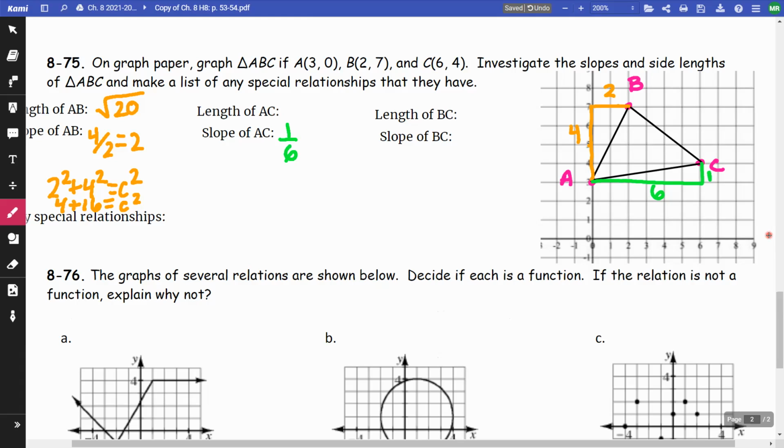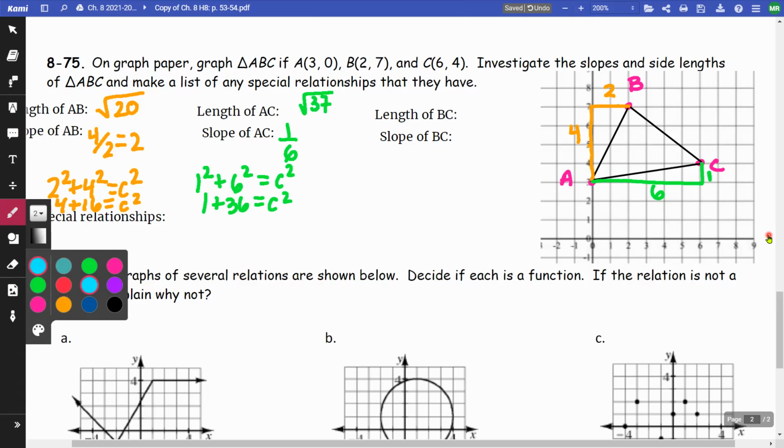Then to find the length, I'm going to go 1 squared plus 6 squared equals c squared. So I get 1 plus 36. So that's going to be a 37. So I'm going to take the square root of 37. So far the two lengths are different and the two slopes are different. And the slopes are not negative reciprocals either, because that would make them right angles, but they're not.